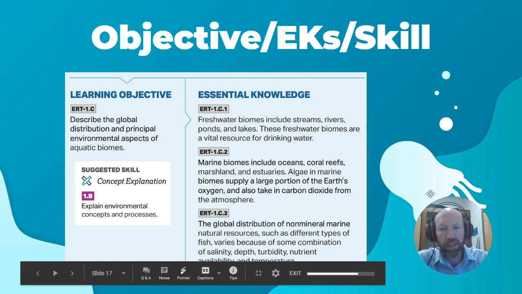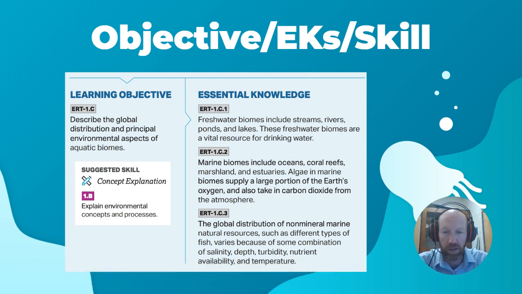So our objective for the day is to describe the global distribution and principal environmental aspects of aquatic biomes. We're going to go over the different kinds of freshwater biomes: streams, rivers, ponds, and lakes. We'll also go over marine biomes like oceans and coral reefs, and then we'll talk about the different resources that comprise those marine biomes, salinity, turbidity, and different things like that.